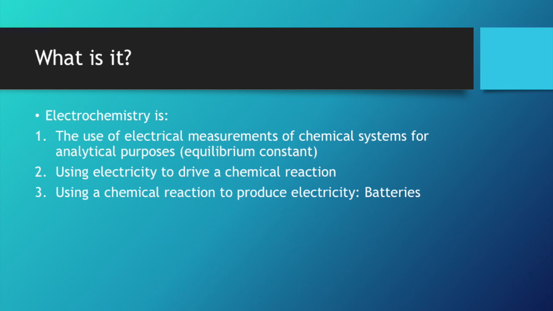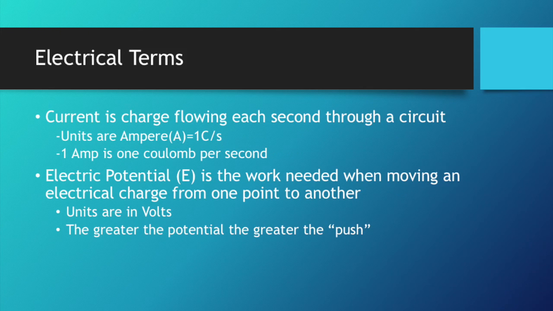It's also using a chemical reaction to produce electricity, like the batteries in your phone, your computer, or your car, or in some fuel cells. So first we're going to start off with a couple terms. Current is the charge flowing each second through a circuit. It's found in units of amperes, and that's also equal to 1 coulomb per second.